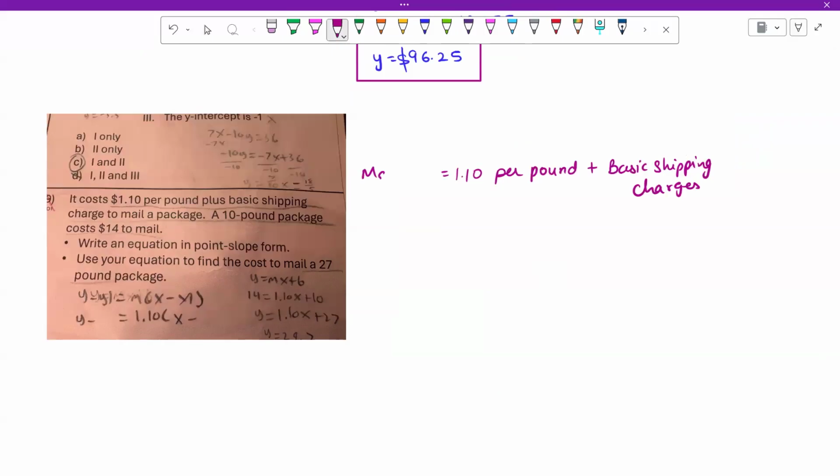To mail a package. We just wrote down the first line. That's all. Interpreted the first line and wrote it down. Any question in this? No.